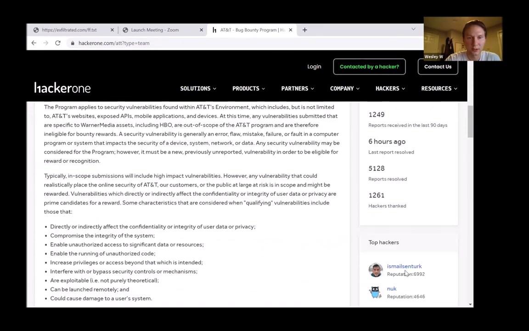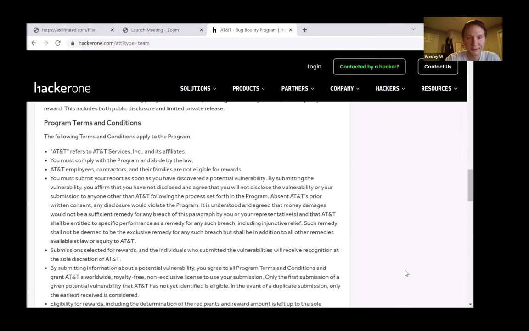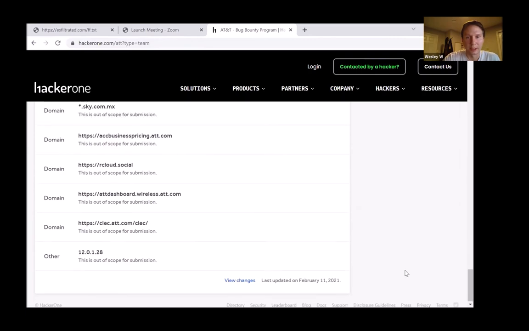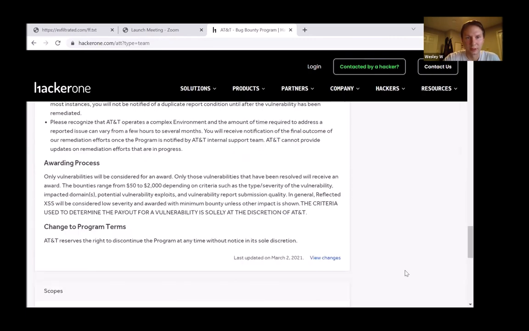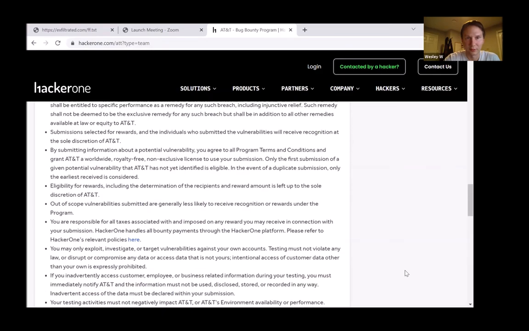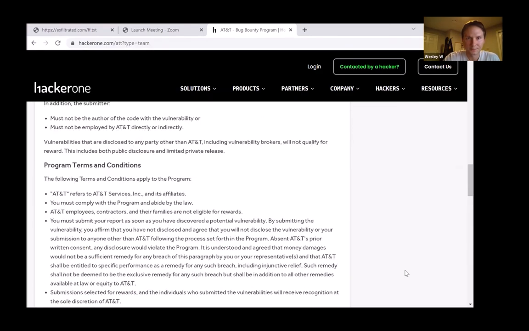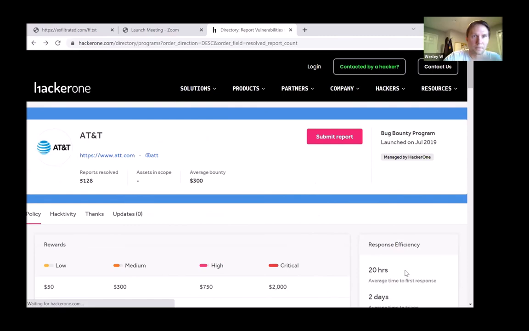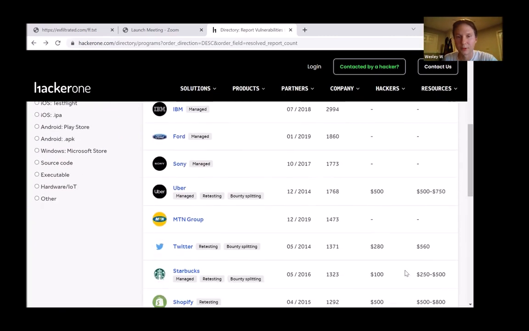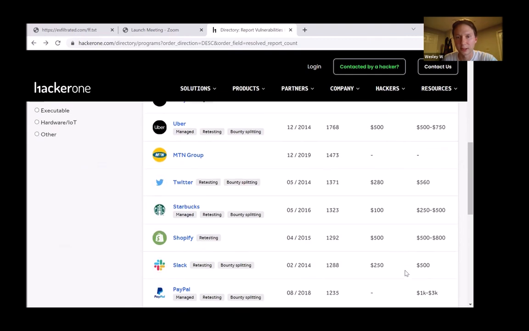And I was looking to see what their scope is. Yeah, so they actually don't list what their scope is in terms of this is our scope. They just say everything's in scope except for these systems. Don't hack those ones. Anyway, so anyone can go look at this site. You guys might have already looked at it.